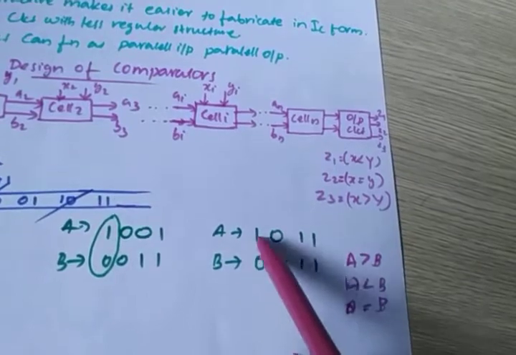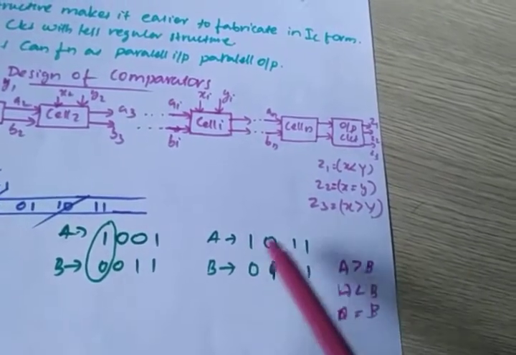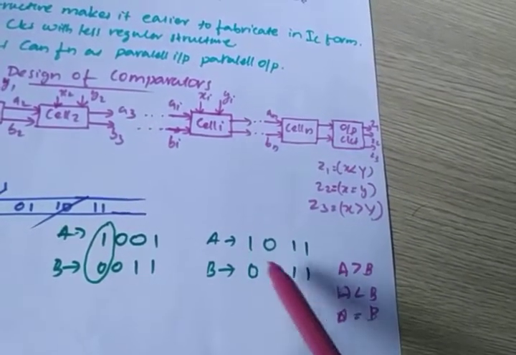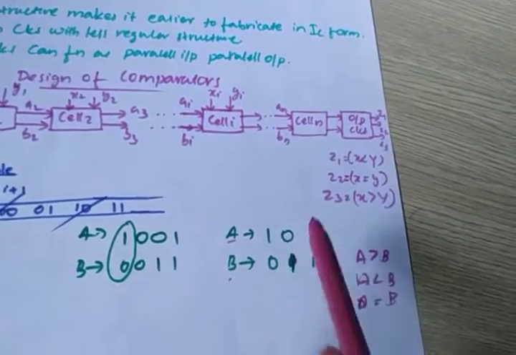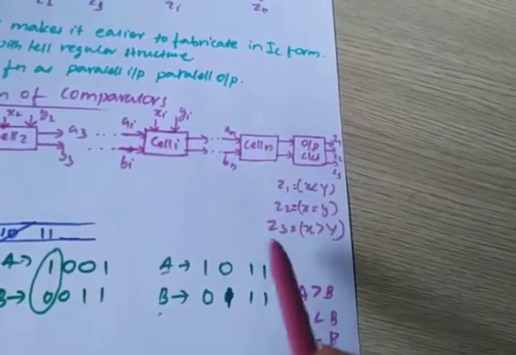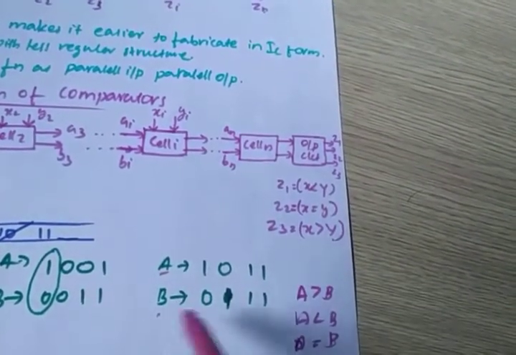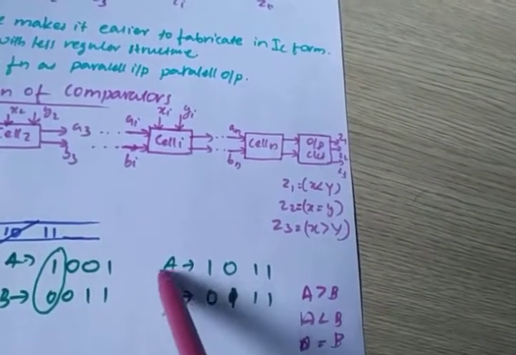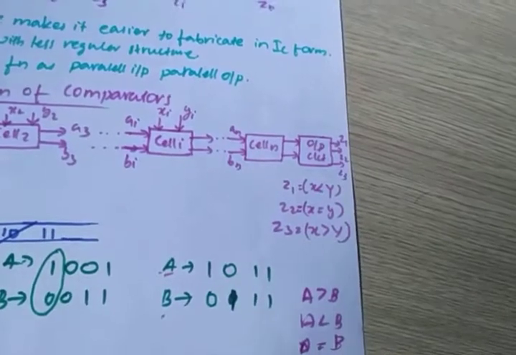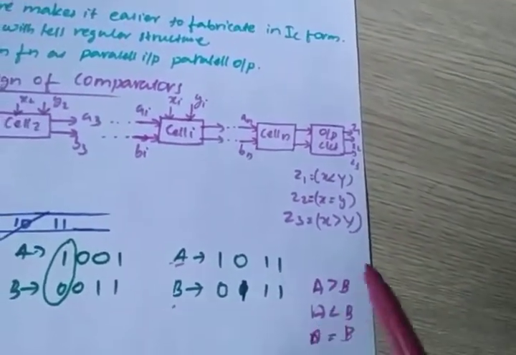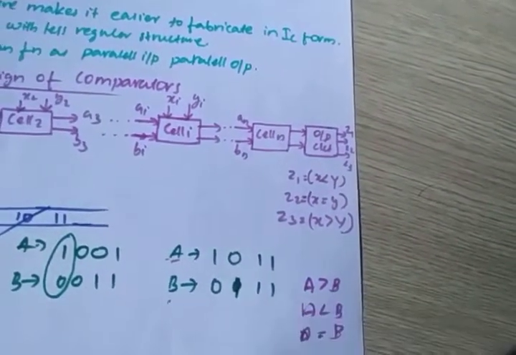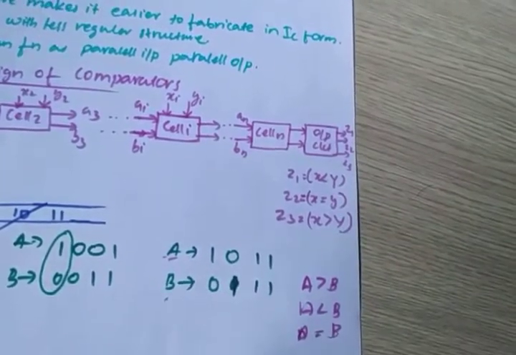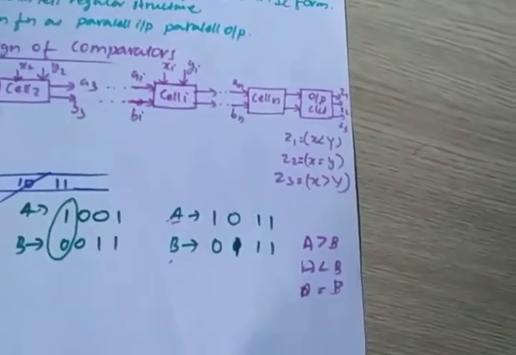Here I have a bit. This is a 4-bit number, and this is also a 4-bit number. This is A, this is B. By looking at it, we can understand which one is bigger. We can identify that A is bigger than B. But how will the machine identify which one is greater and which one is lesser? That's the point here.